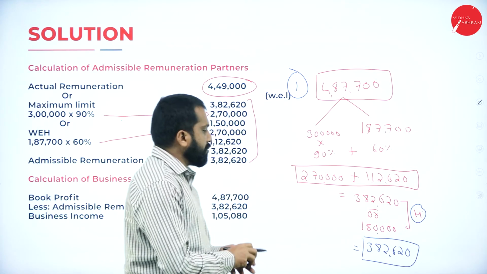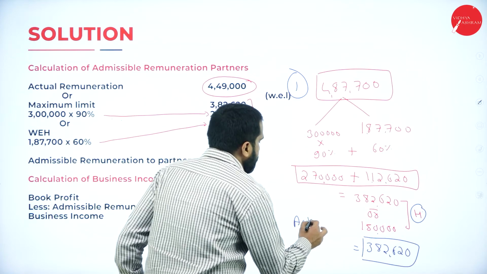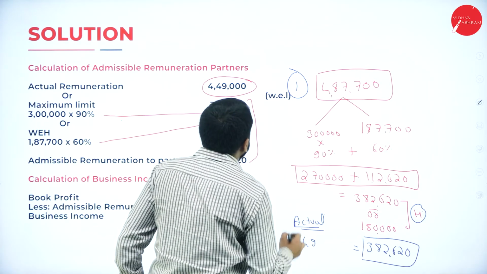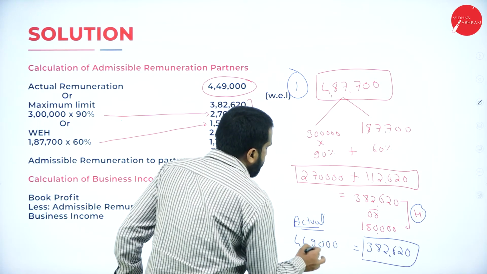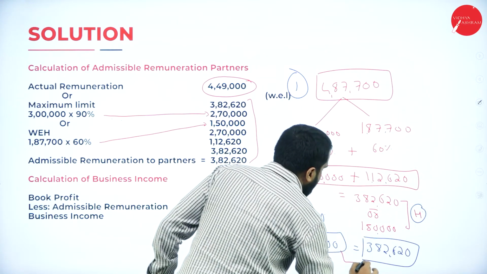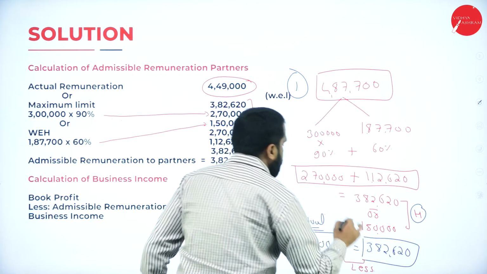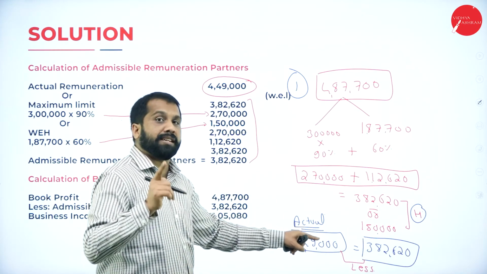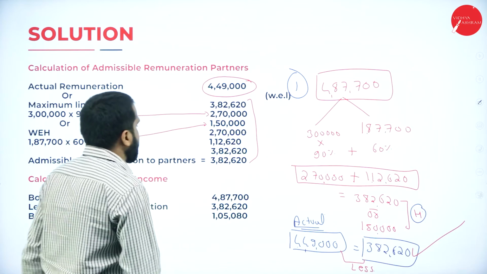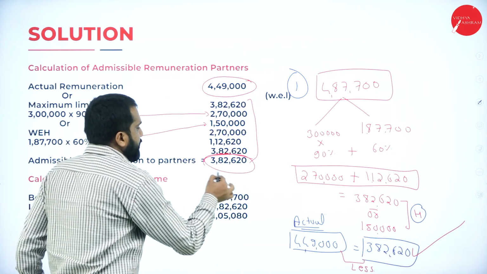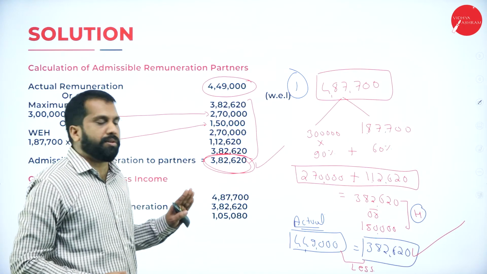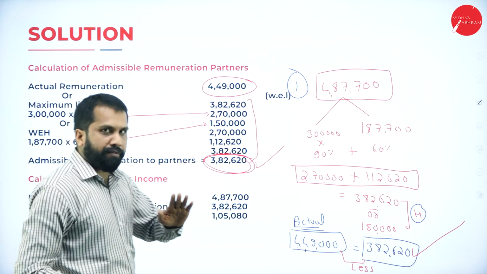Compare this 3,82,000 with actual. Actual remuneration is 4,49,000. In this, whichever is less. Out of these two, whichever is less, that is your answer. Which is less? This is less. So what is your final answer? 3,82,620 is your final answer. Hope you are clear. Hope it is clear to you. Now, 3,82,620 is your final answer.